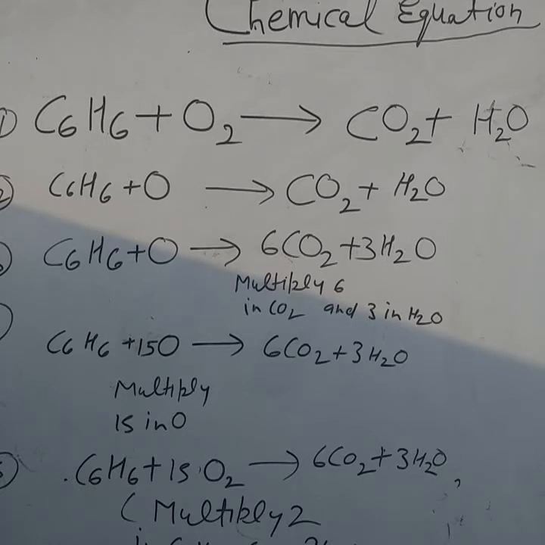The next step is balancing of oxygen. Here the number of oxygen on the right is 15. 6 CO2 gives 6 times 2, which is 12 oxygen, plus 3 from water, so the number of oxygen is 15. So multiply oxygen by 15. Here the number of oxygen is 15.